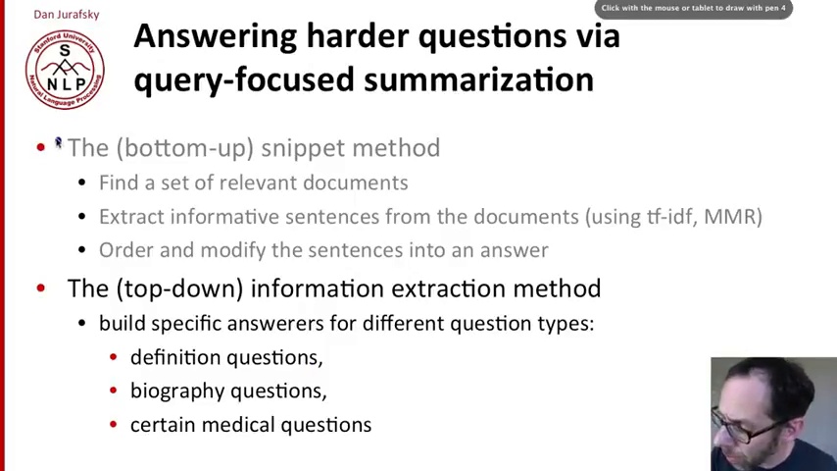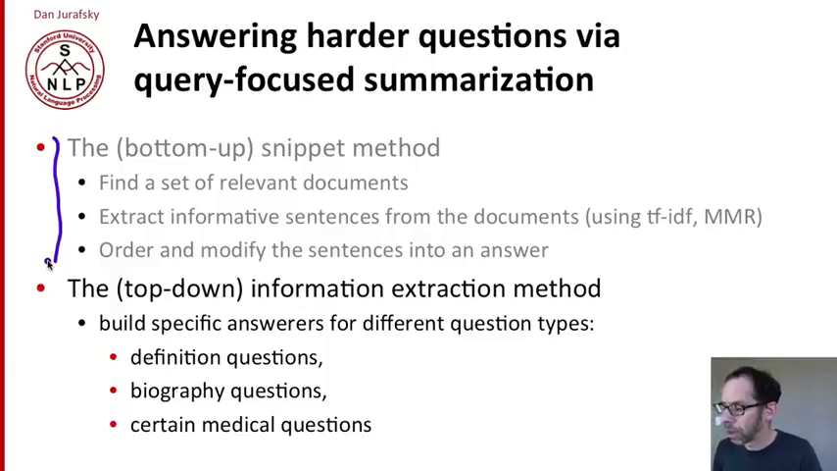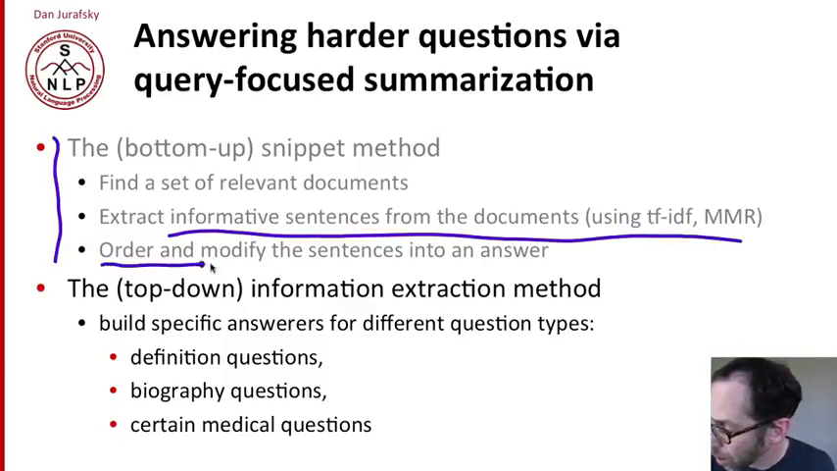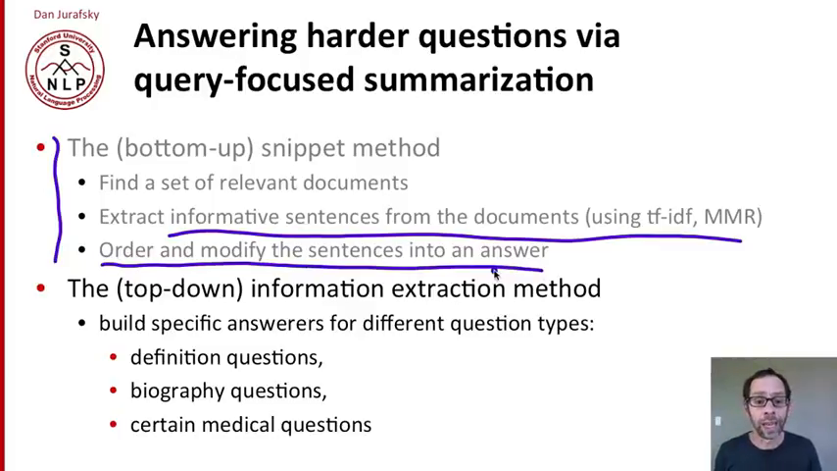One of them, what we might call the bottom-up snippet method: we find a set of relevant documents, extract information from them bottom-up using TF-IDF, deciding how many sentences are relevant by their TF-IDF score or other kinds of scores, and then we combine and modify the sentences into an answer. And what I'm going to talk about today is a second method, which we might think of as an information extraction method. And here we build specific answers that work for different question types.